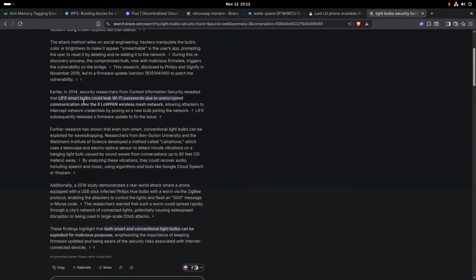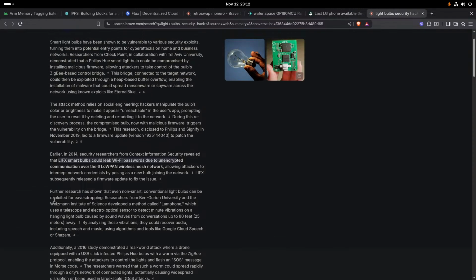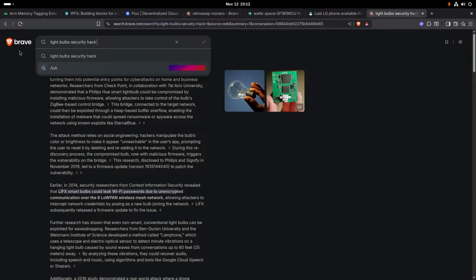In 2014, research revealed that Alex smart bulbs could leak Wi-Fi passwords due to unencrypted communication. There was actually another one. There was one where they could... I hope I can find it. Eve's.